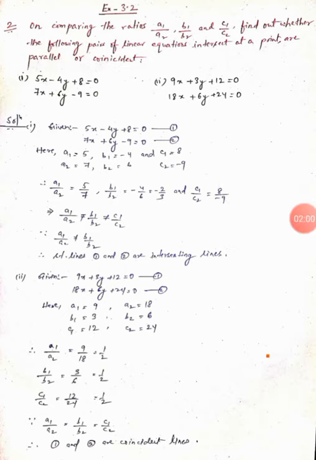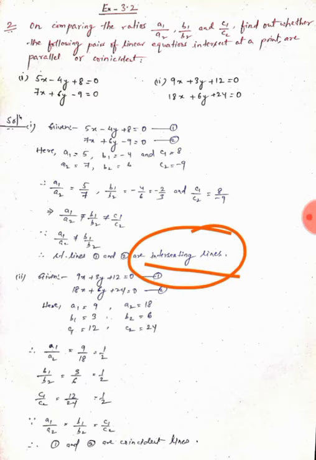And then I have checked that a1 by a2 and b1 by b2 and c1 by c2 all are not equal. Since these first two are not equal, a1 by a2 is not equal to b1 by b2, so according to the condition what we have, the given two straight lines are intersecting lines. I have told you in the previous one, when a1 by a2 is not equal to b1 by b2, those lines are called intersecting lines. Now check for the second one.